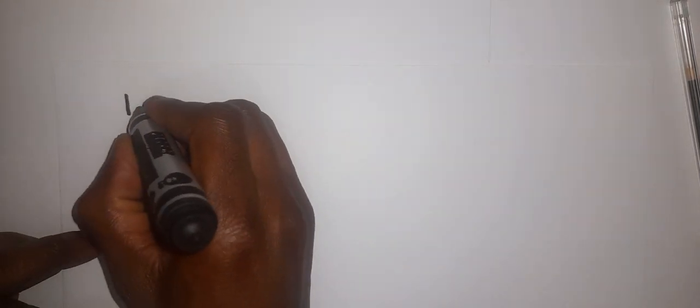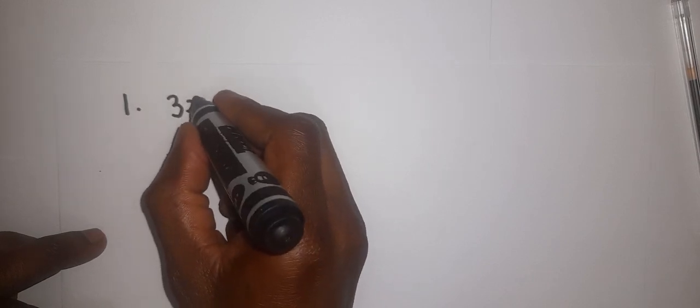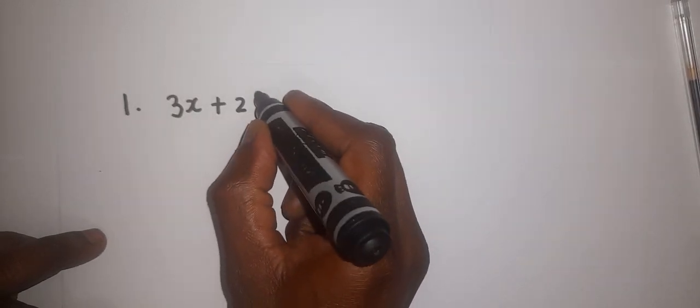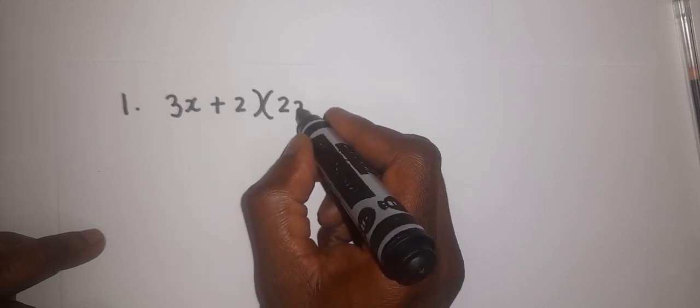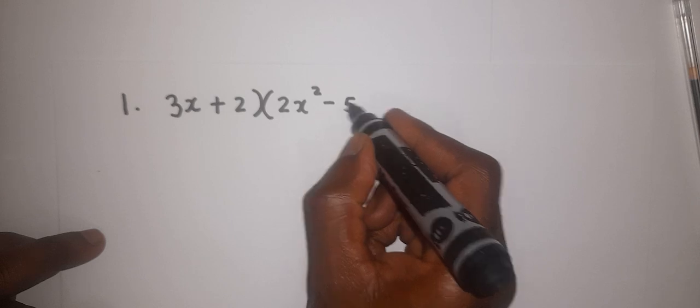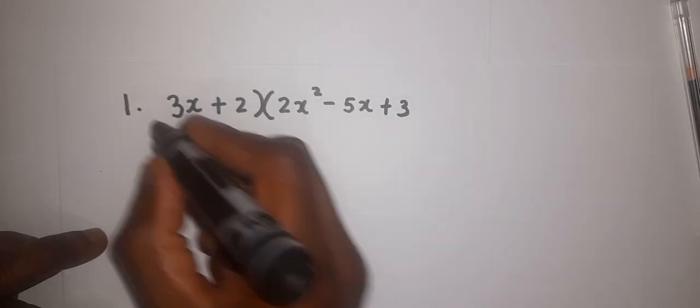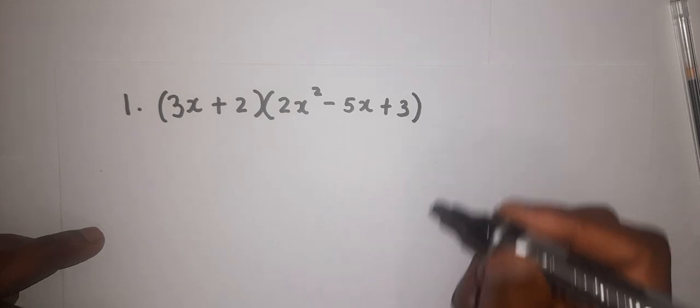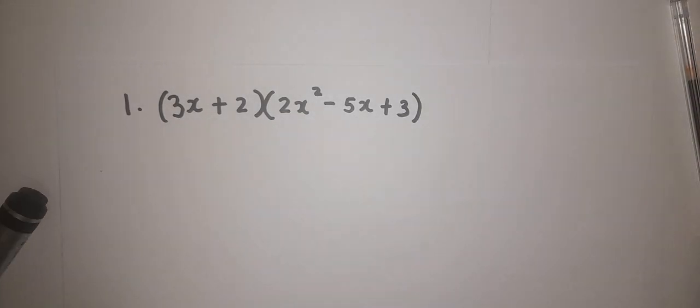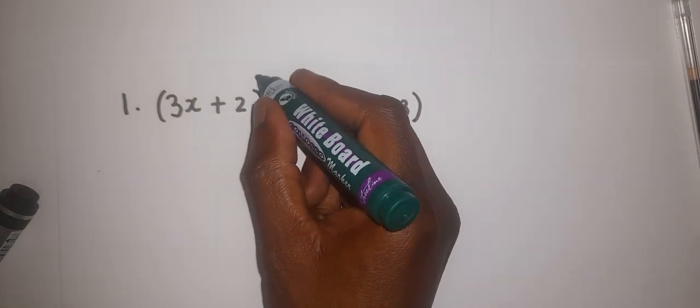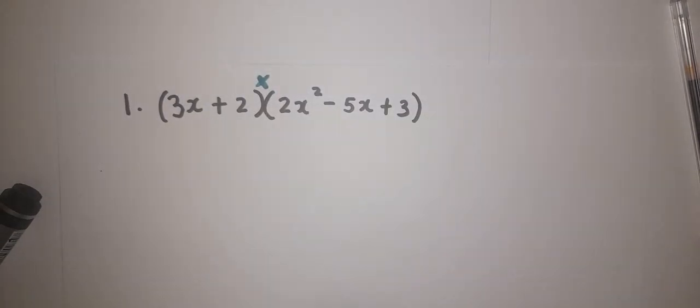Without any waste of time, let's quickly look at an example, and I will explain how one can easily get to the correct answer by following this example. As the first one, suppose you are given 3x plus 2, which is multiplied by 2x squared minus 5x plus 3. Number one, one needs to understand that the brackets in mathematics, these ones right here, represent multiplication.